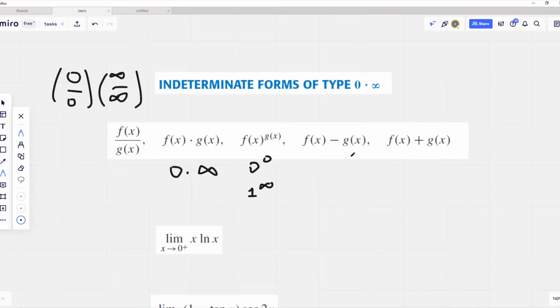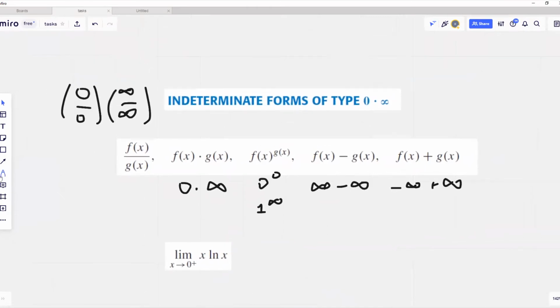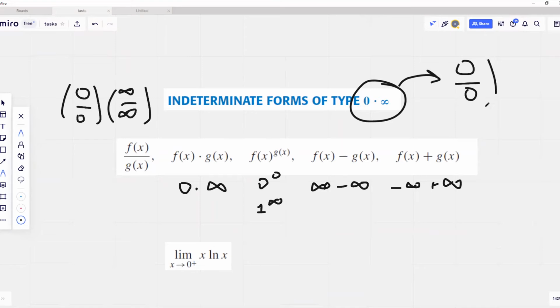For instance, f of x minus g of x can give us an indeterminate form of type infinity minus infinity, or for instance, minus infinity plus infinity. Now let's take a look at the indeterminate form of type 0 multiplied by infinity. We do not have a special case of L'Hopital's rule in that case, but what we can do is try to bring this indeterminate form of type 0 multiplied by infinity into either the 0 over 0 case or the infinity over infinity case. And then we can use L'Hopital's rule and proceed.